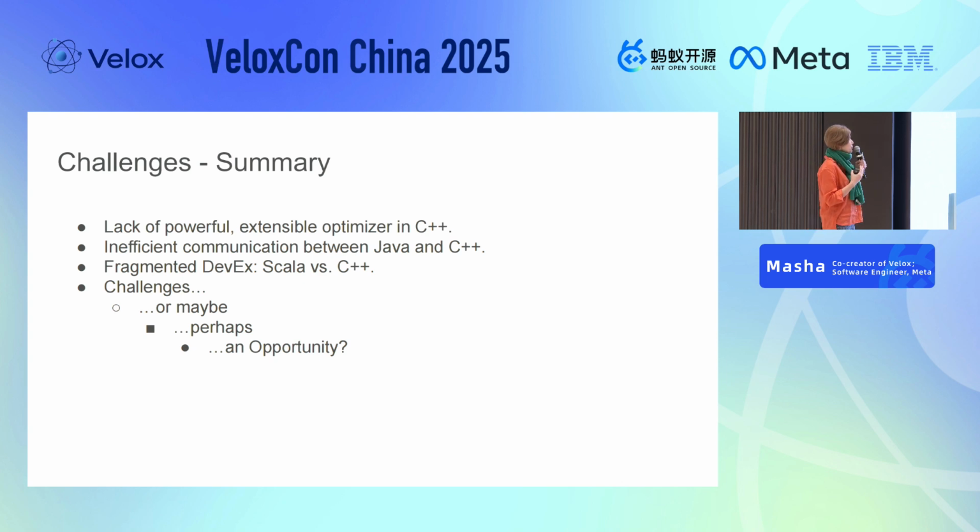We want to improve the DevX experience, just allow the community to move faster and not have to constantly switch between thinking in Scala or Java and thinking in C++. Those languages are quite different. The way you write code in those is pretty different. You need a different mindset. I personally find it very difficult to switch back and forth between the two. And so those are challenges, but also maybe those are opportunities.